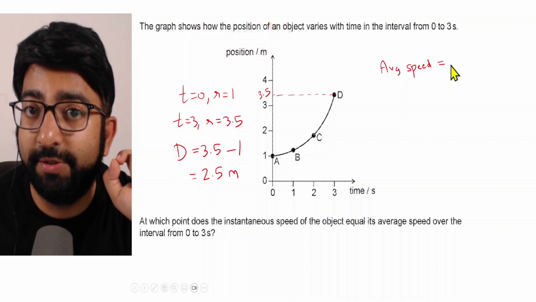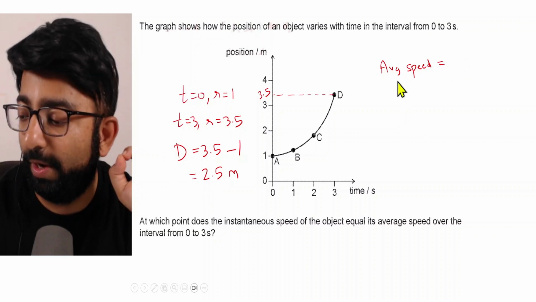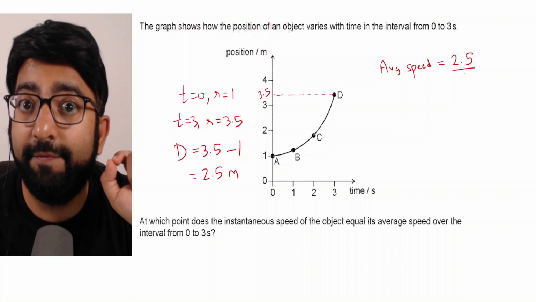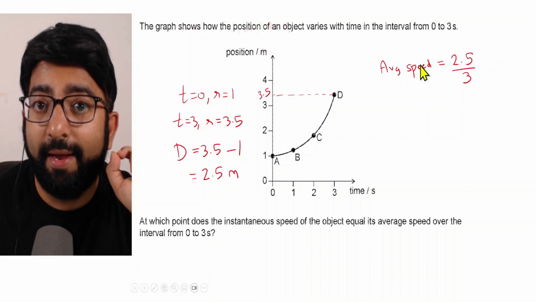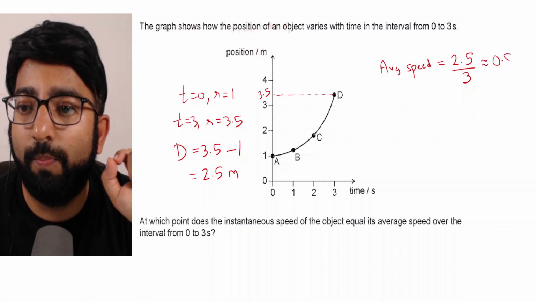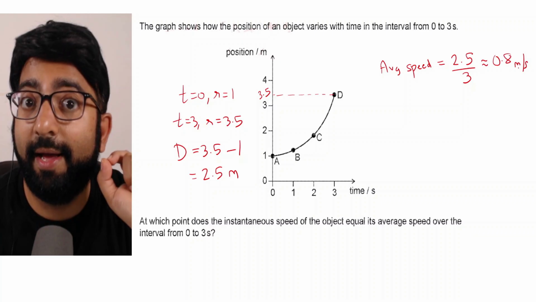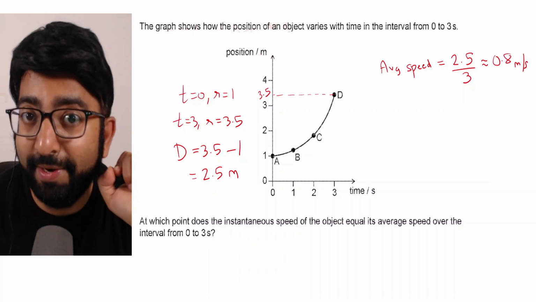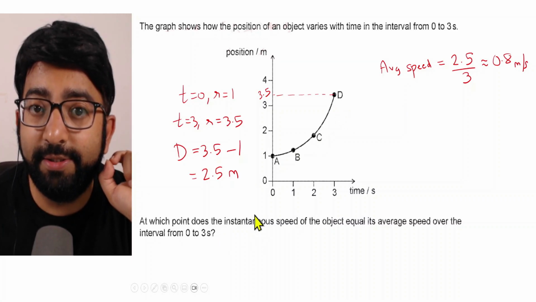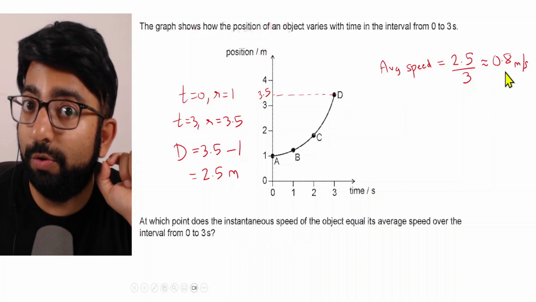So, average speed is distance upon time, and distance is 2.5. Let's write 2.5 in the numerator, and in the denominator we have time, which is 3 seconds. Now if we simplify this, we get approximately 0.8 meters per second as the average speed. Now all we need to check is at which of these points A, B, C or D the instantaneous speed can become equal to 0.8.